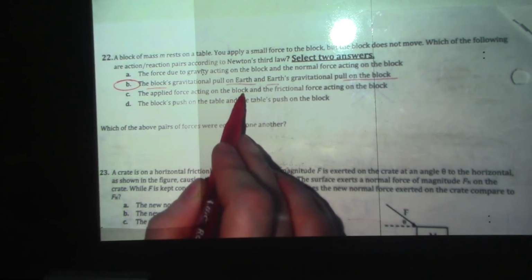Applied force acting on the block and the frictional force on the block, not a pair. The block on the table and the table on the block, absolutely a pair. So those are my two that are guaranteed to be equal by Newton's third law.